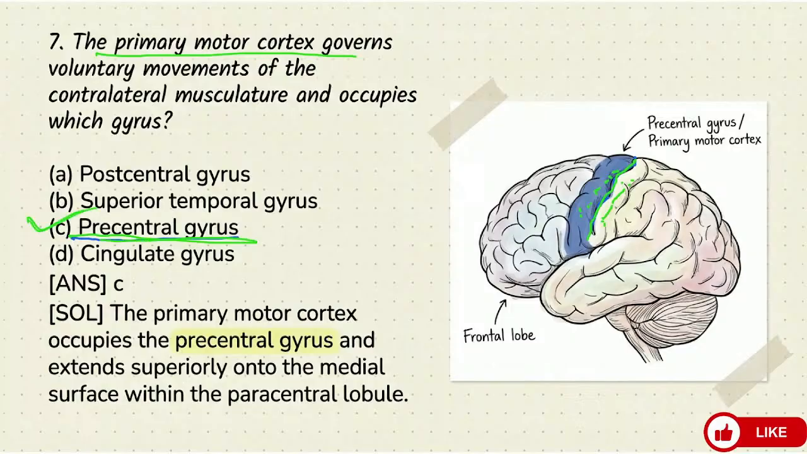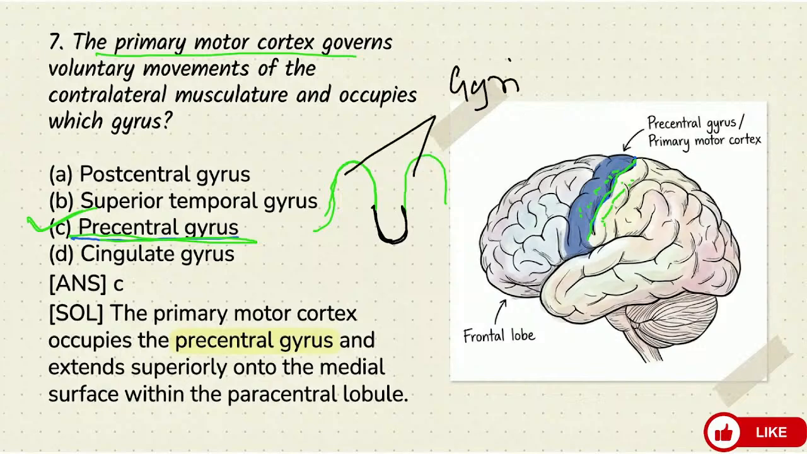Gyri are the elevations on the surface of the brain, and sulci are the depressions between the gyri. So this is the gyrus. The elevations are gyri, and between them you will find the depressions. The depressions are sulci, or sulcus.